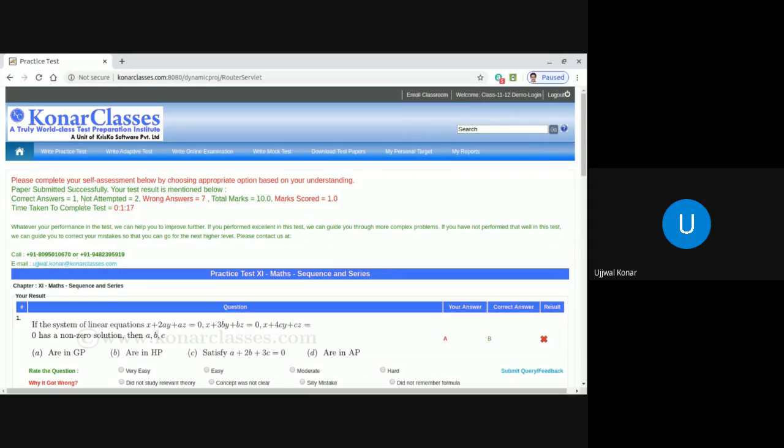So then submit paper. Then what do you get? Correct answer is 1, non-attempted 2, wrong answer 7, total mark 10, marks scored 1 because 1 got correct, and total time taken to complete the test is 1 minute 17 seconds. Now all these things are getting recorded in your computer system.